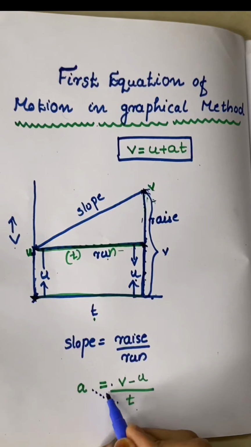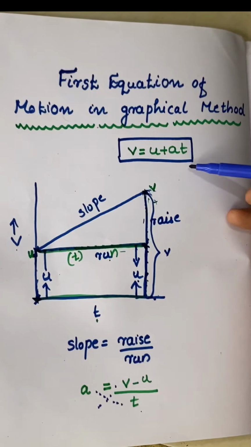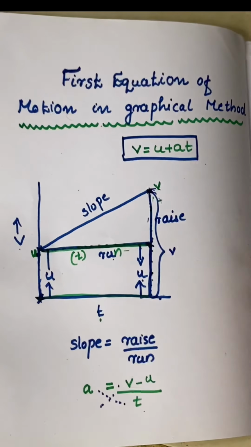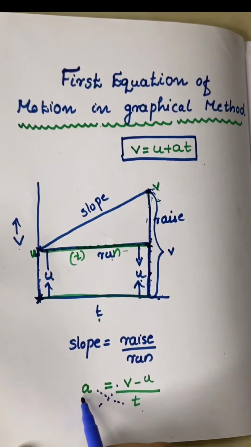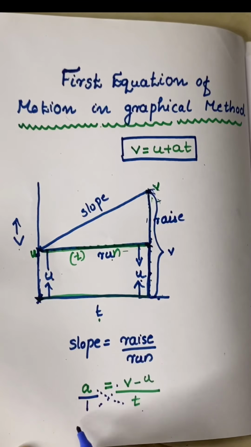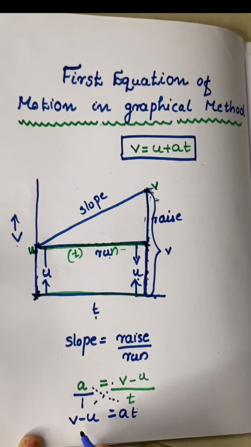Because we already know this is the equation we want, we are making this equation by rearranging this. On this side, if a is alone, that means a by 1. So when cross multiplying, first I am writing v minus u, that is equal to a into t, at. So again I am going to rearrange.